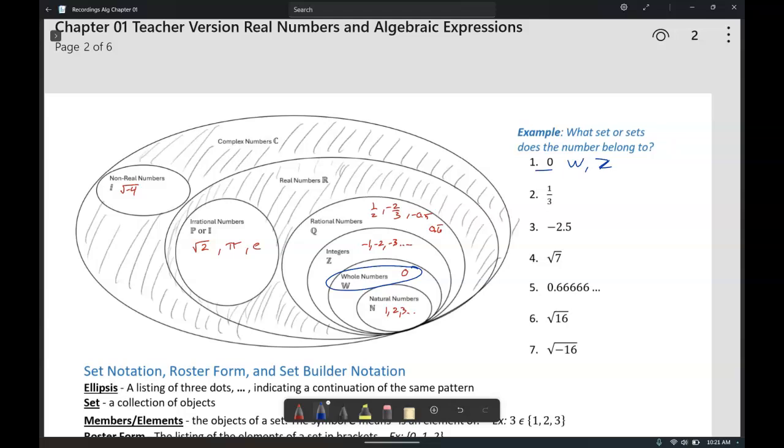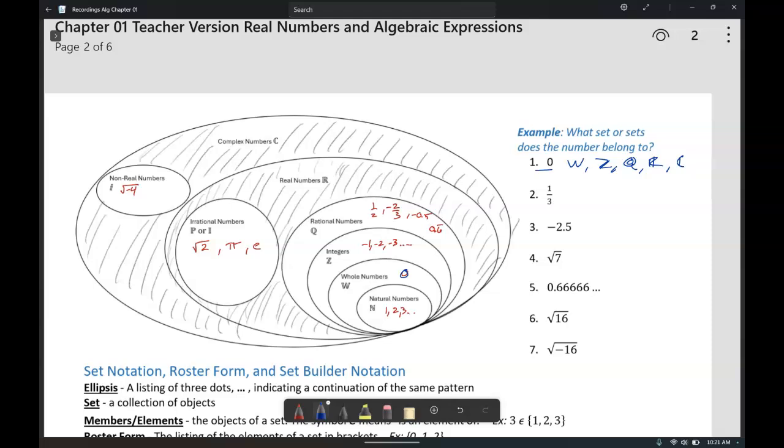It's also a rational number. Because it's an integer, that means it's also a rational number. So we can use the Q for the rational numbers. Because it's rational, that means it's also real. You can use the double strike R. 0 is also a real number. And since it's real, that also means that it's complex. So numbers can be in multiple categories as they're nested in each other. The only thing is 0 is not irrational or non-real.